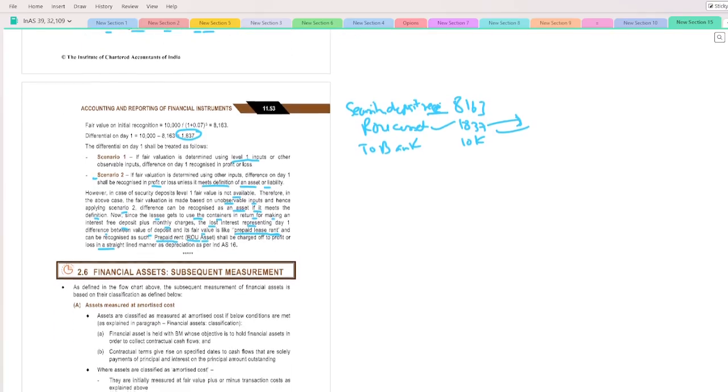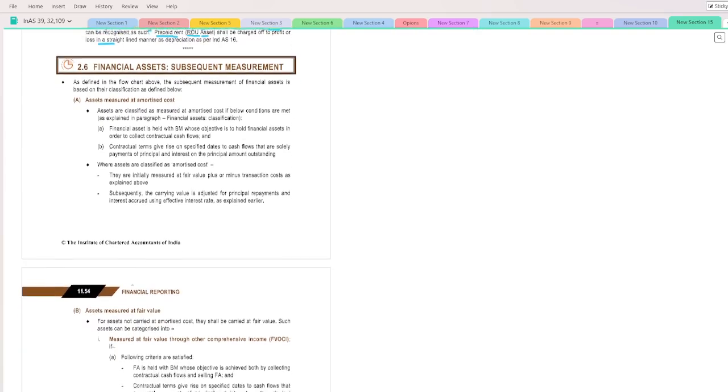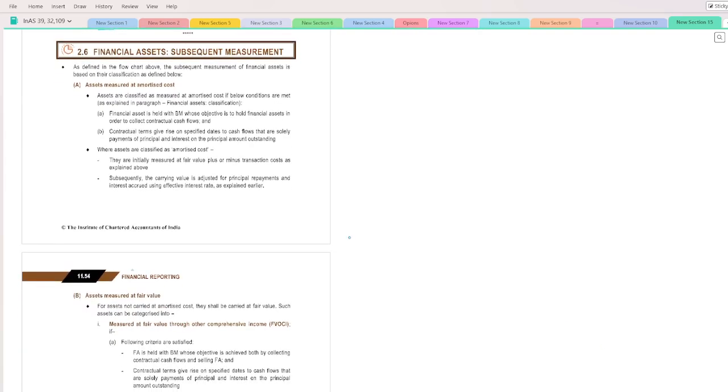Now coming to the subsequent recognition. This is also straightforward, and I think it will be easy because we have made the foundation. As defined in the flow chart above, the subsequent measurement of the financial asset is based on their classification as defined below. Assets measured at the amortized cost: assets are classified as measured at the amortized cost if the below conditions are met.